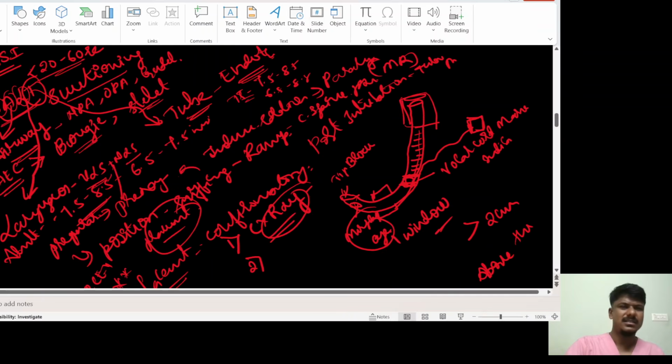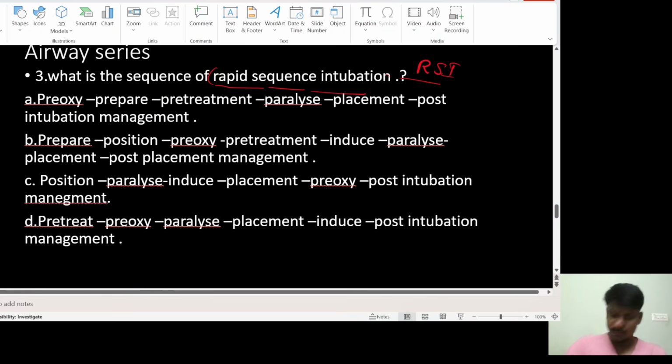See this one, yeah, here. I told you initially only, a rapid sequence intubation sequence. So your options are here. First, you're going to pre-oxygenate the patient. Then you're going to prepare. Then you're going to pre-treat. Your options are like pre-treatment and paralyze and placement of the tube, post-intubation management. So this is your first option.